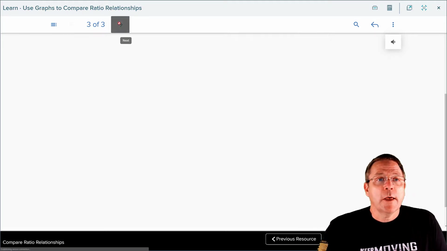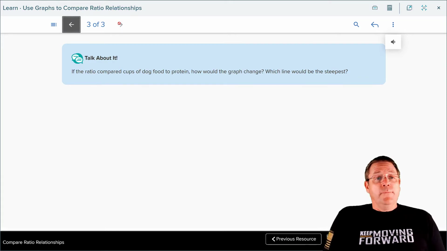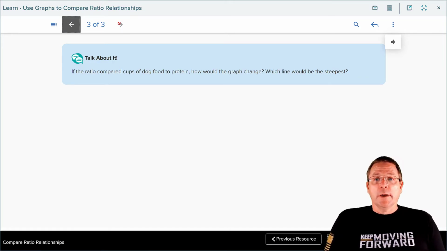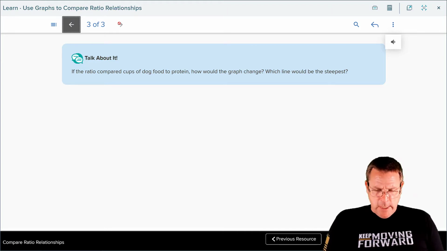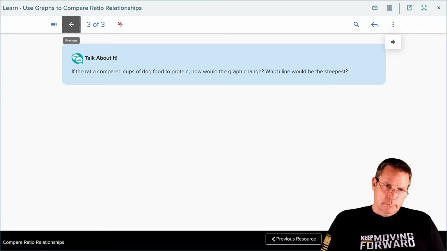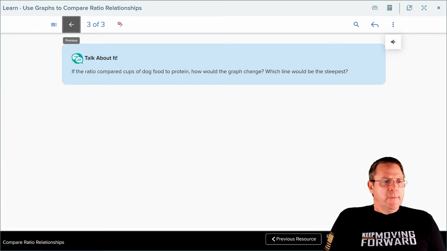Moving to our next slide. If the ratio compared cups of dog food to protein, how would the graph have changed? Which line would then be the steepest? Well, let me stop and think about that one for a moment. You guys need to be thinking about it too.